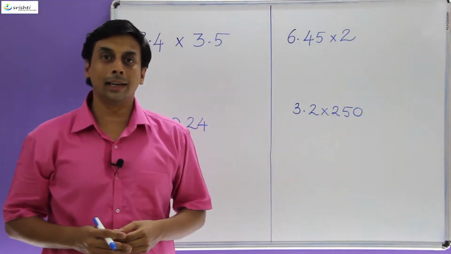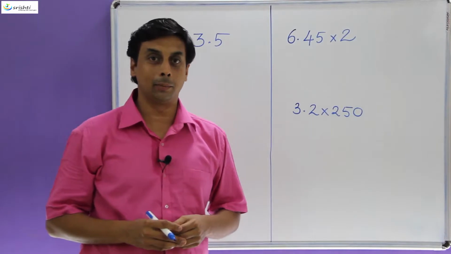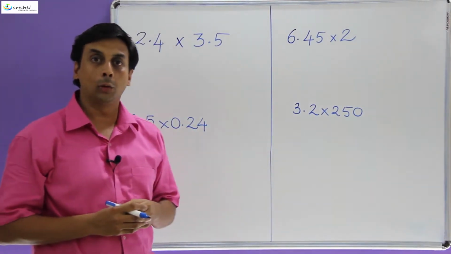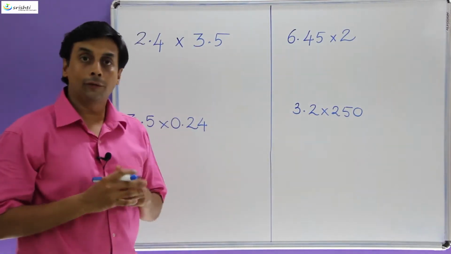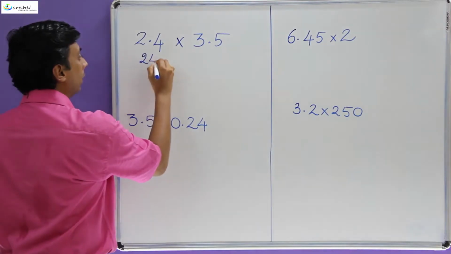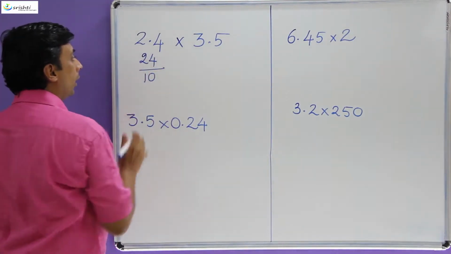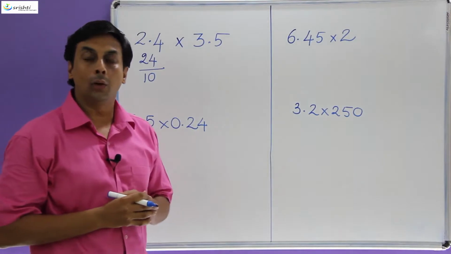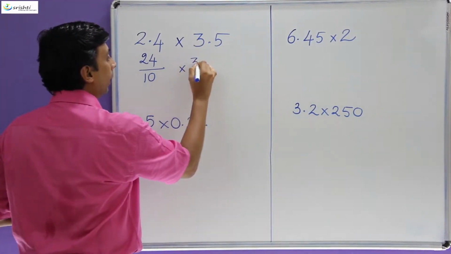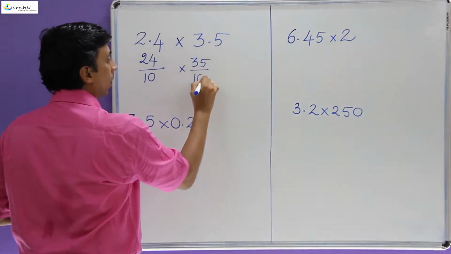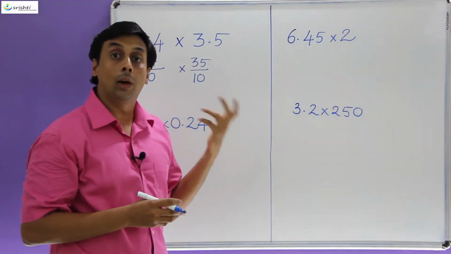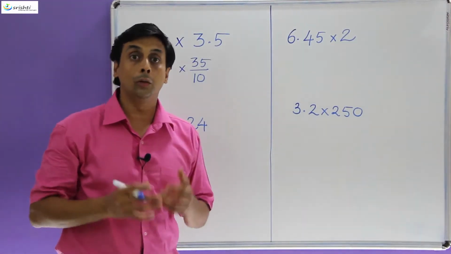So now let's understand the concept behind multiplication of decimal numbers. So 2.4 into 3.5, this is what we are trying to calculate. This 2.4 can be written as 24 divided by 10, right? So 2.4 is nothing but 24 divided by 10, and 3.5 is also 35 divided by 10. So now this is multiplication of fractions. What we have done is we have converted these decimal numbers into fractions.